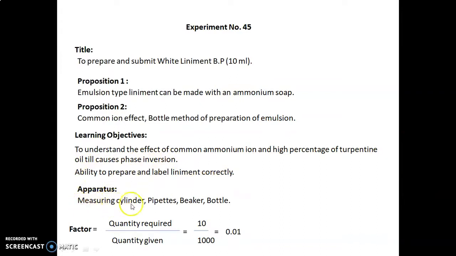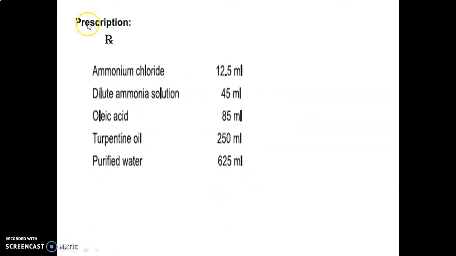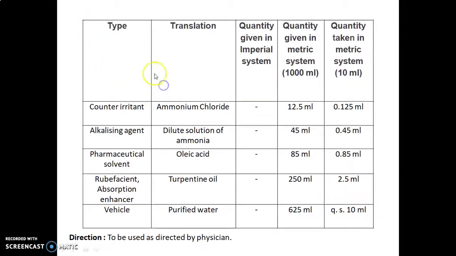Apparatus required are measuring cylinder, pipette, beaker, bottle. Factor calculated as quantity required upon quantity given, which is 10 upon 1000, that is equal to 0.01. Then the prescription, Rx, given by this symbol. We have this formula table. Type means the category, use or role of the ingredient, then the name of the ingredient, then quantity given in the imperial system, which is not given. We have the formula given directly in the metric system: quantity given in the metric system for 1000 ml, and quantity taken in the metric system to prepare 10 ml.